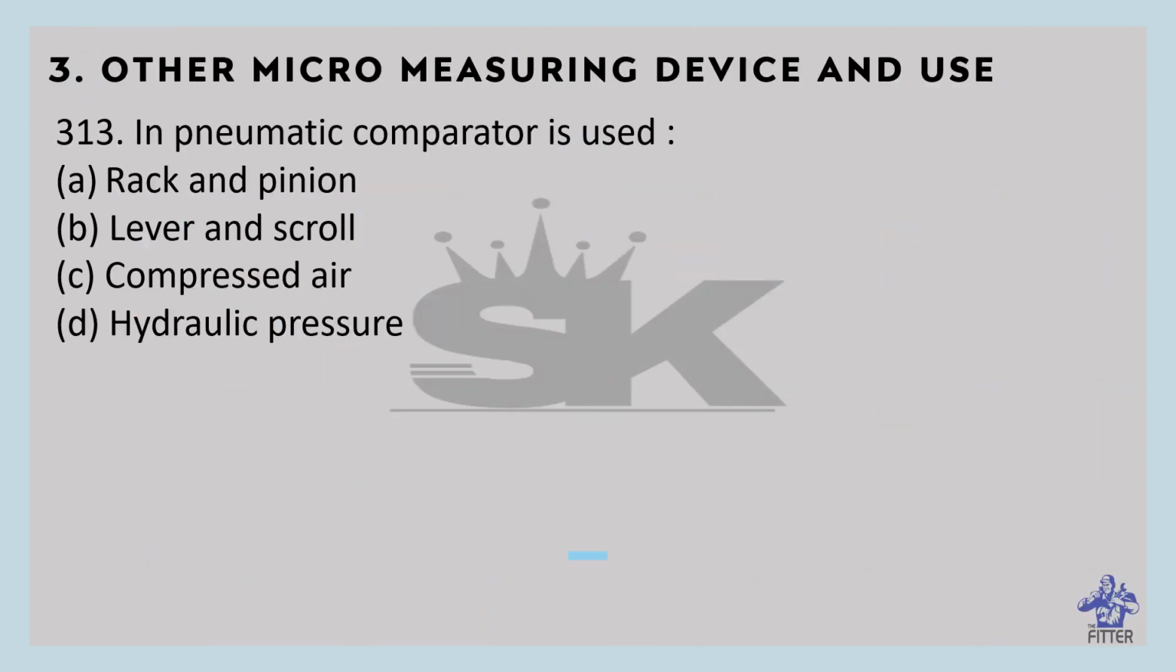in pneumatic comparator, what is used? So that is compressed air. Compressed air is used in the pneumatic comparator. A pneumatic comparator is a precision device operated using a pneumatic system or compressed air. Like other mechanical, optical, and electrical comparators, pneumatic comparators are also used to analyze the dimensional difference between the workpiece to be measured and the standard workpiece. Okay.